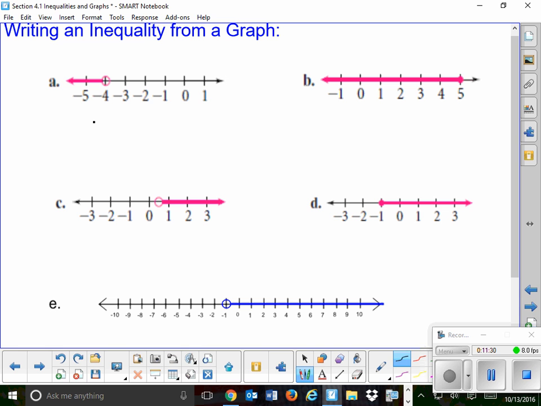So here I would have x, and you can use any variable you want, is less than, it's an open circle, so just less than -4. So similar to that on everything.